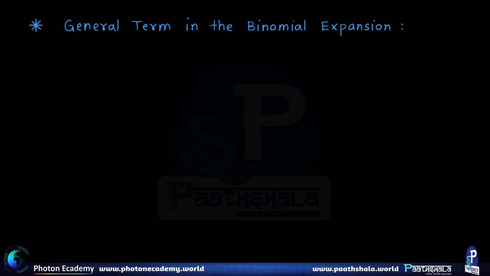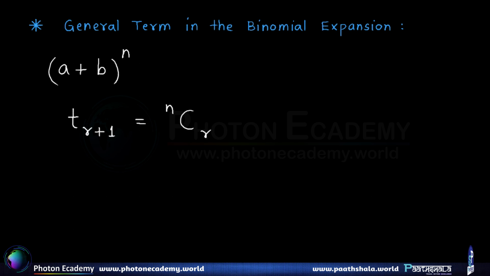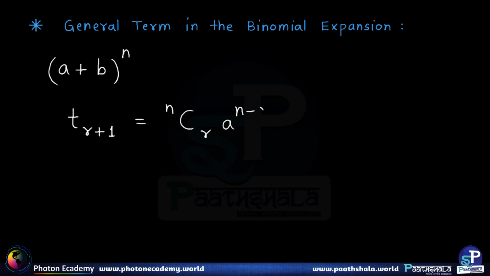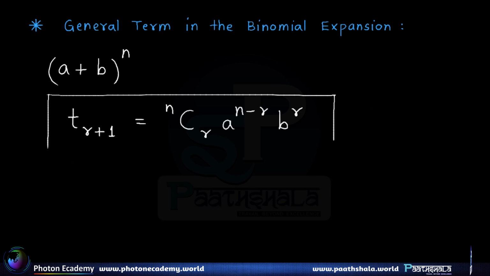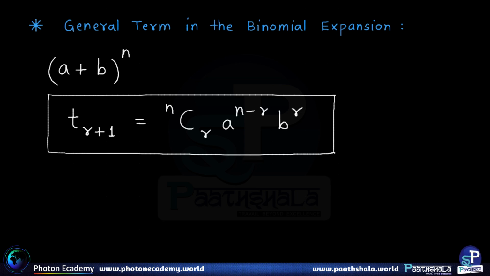expansion of a plus b raised to n. So therefore for a plus b whole raised to n, suppose we want to find the term tr plus 1, that is given by ncr a raised to n minus r and b raised to r. So this is the formula for any general term in the binomial expansion.